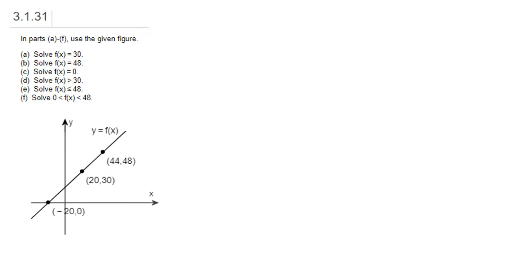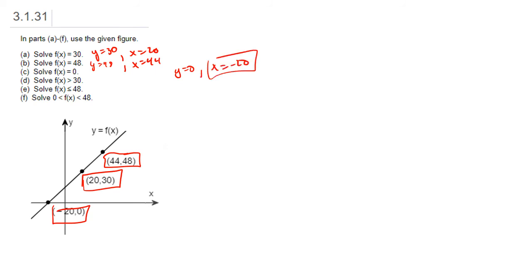All right, referring to the following figure, solve f of x equals 30. So I want to get out a y value of 30, and that happens right here. So x equals 20. For part B, where is y equal to 48? That happens right here, corresponding to x equals 44. For the third, we want where is y equal to 0? That's this point here, corresponding to x equals minus 20. So these x values are our solutions, by the way.